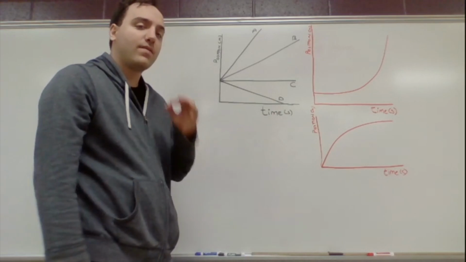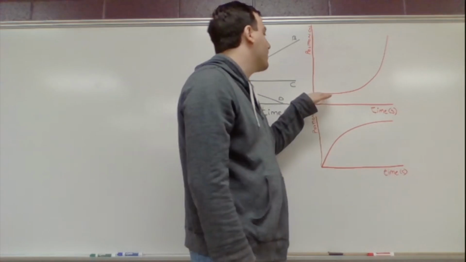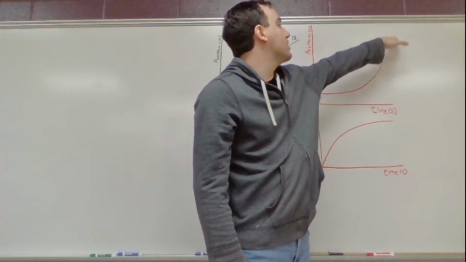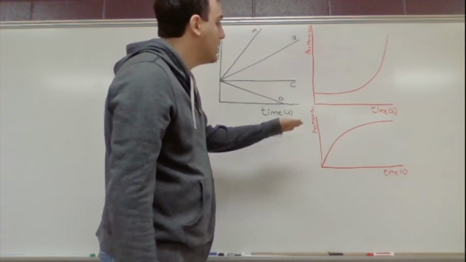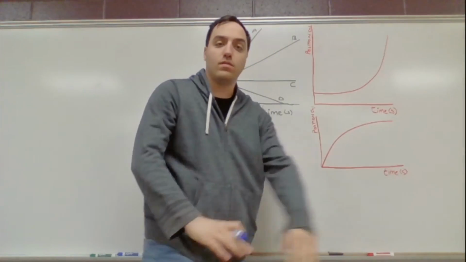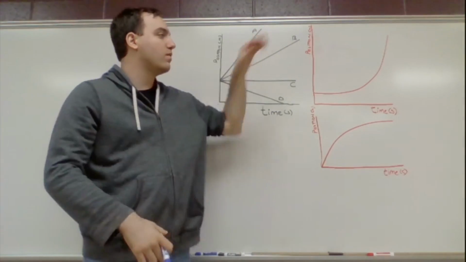On the other hand, we have curved lines, like so, where the velocity is changing. In this case, it's speeding up. In this case, it's slowing down. But in both cases, they're moving forward.